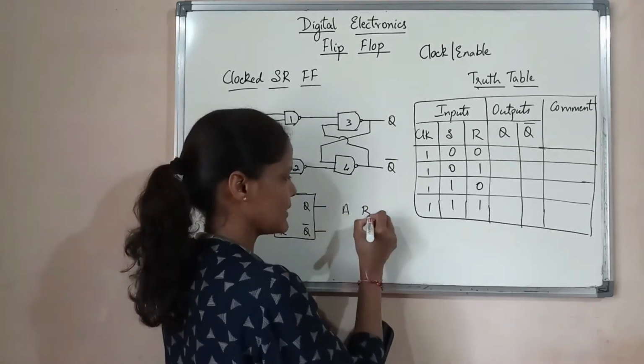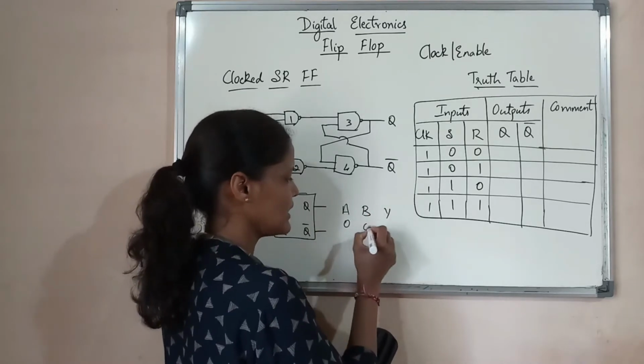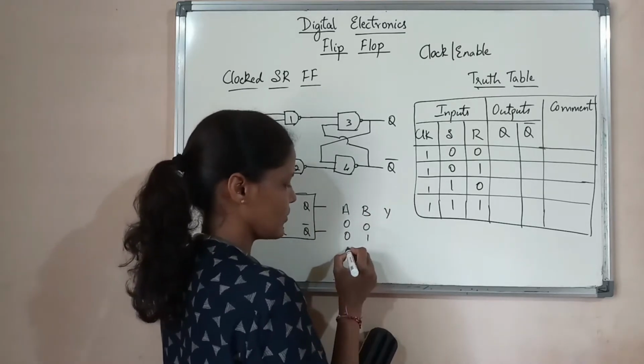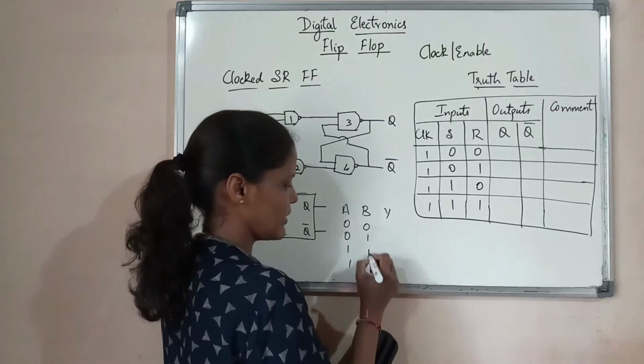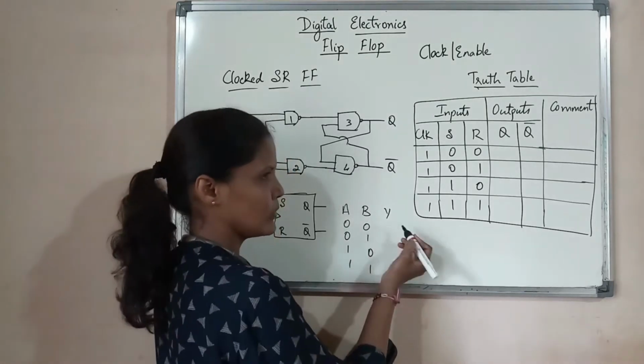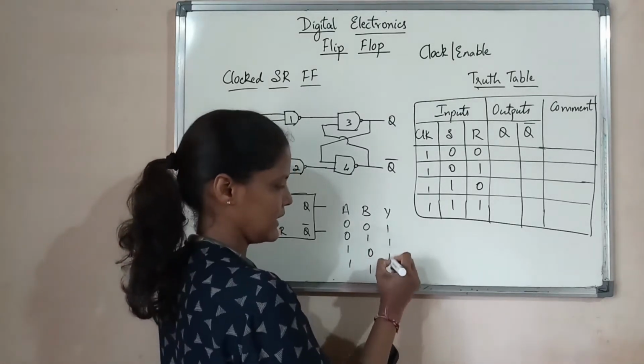Where A and B are the two inputs, Y is the output ಅಂತ ಹೇಳಿದಾಗ 4 different conditions: 0 0 gives 1, 0 1 gives 1, 1 0 gives 1, 1 1 gives 0. Sorry, this is 0. So output of this NAND gate is ಈ ತರ ಇರುತ್ತೆ ಅಲ್ವಾ.